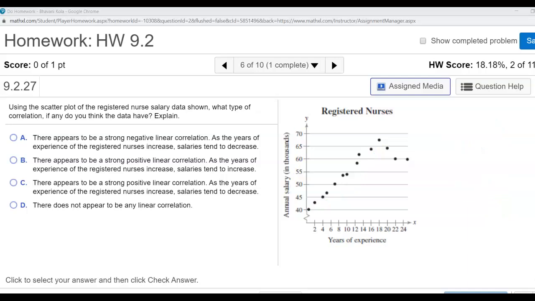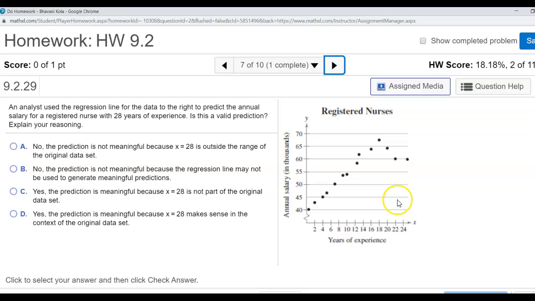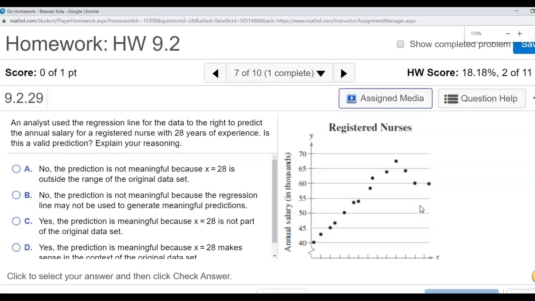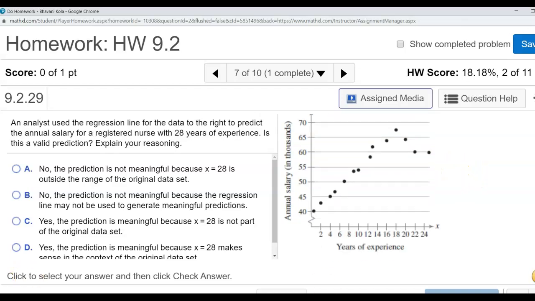All right. Let's go ahead and look at the next one. For this one, I want to go ahead and do this problem here. An analyst used the regression line for the data to the right to predict the annual salary of registered nurses with 28 years. Keep in mind what I told you. Your X value is starting from 2. Let me expand this one so y'all can see. Okay, hold on a second. Let me expand this. Okay. Yeah, you can see it now.